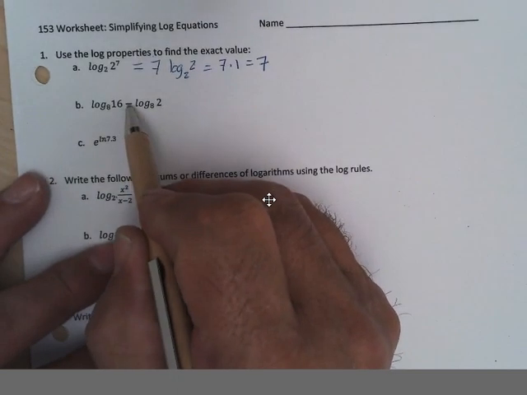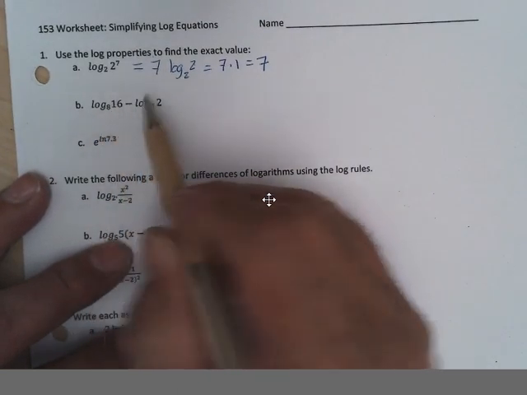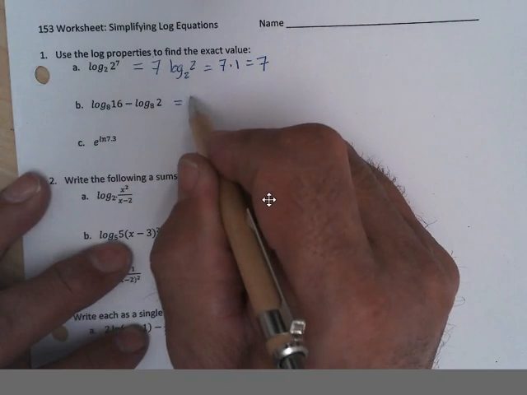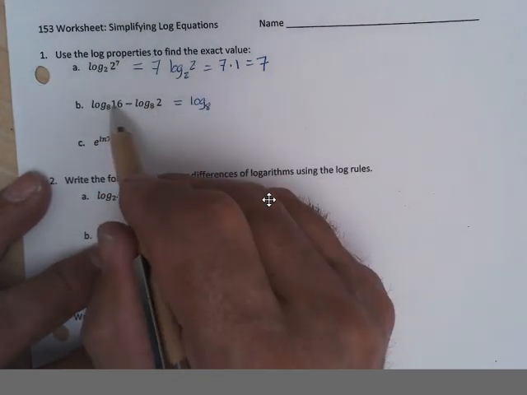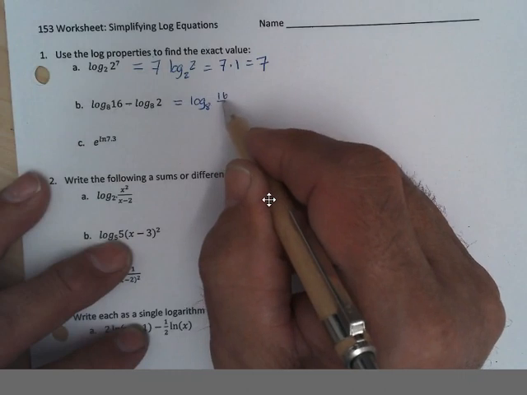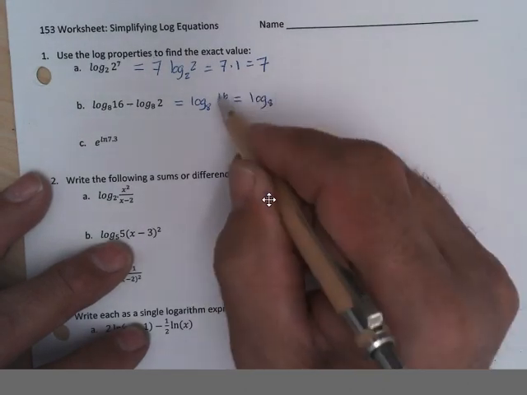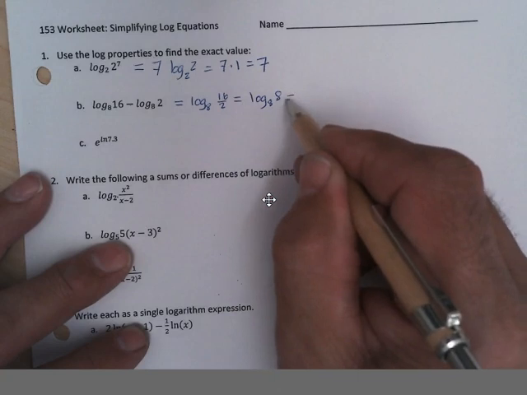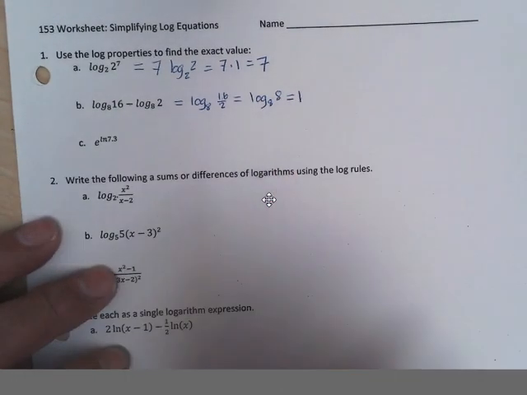Now, this says subtract, and the log property says if they've got the same base and you subtract, you divide, so we get log base 8 of 16 divided by 2. Well, that's the log base 8 of 8, which is 1. To what power do you take 8 to get 8? 1.